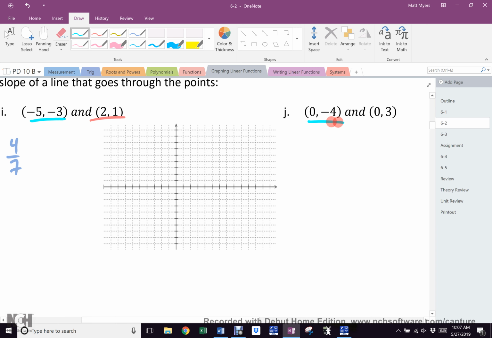Let's do this one. 0, -4. 1, 2, 3, 4. 0, 3. 1, 2, 3. Do I have it on a graph? Can I count? Its rise is what?